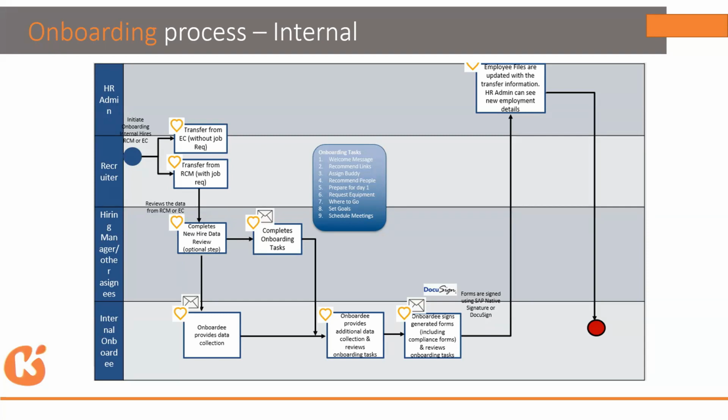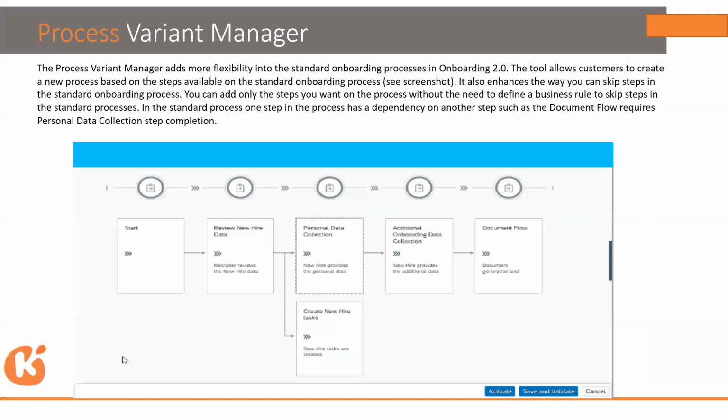Process wise, good. Okay, this is the process variant. This is where we will define the process variant. So let's say the client is telling me, I have 8 countries, and I want to have 8 different processes for different countries.